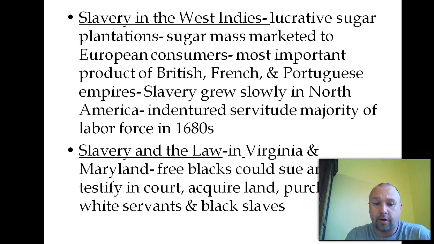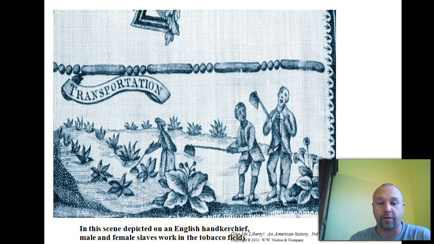In Virginia and Maryland, free blacks were allowed to sue and testify in court. They could acquire land, they could purchase white servants even, and other black slaves, but we'll see these changing laws not soon after. Here is a scene depicting an English handkerchief, male and female slaves working in the tobacco fields.